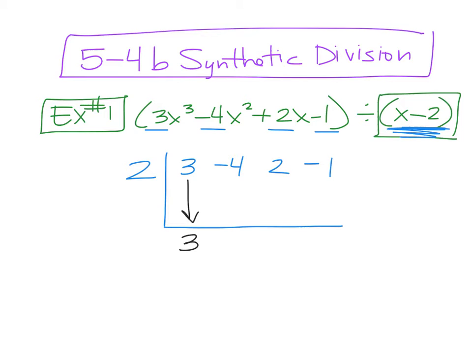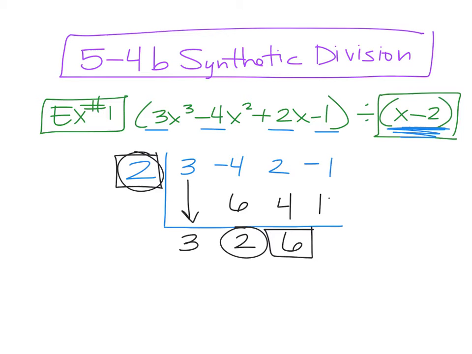And now it's just multiplication. We're going to do 2 times 3 is 6, and that's going to go under my negative 4. Now, like we said, everything is opposite. So before we subtracted, we're going to add them. Negative 4 plus 6 is what? 2. Now we're going to go 2 times 2 is 4. And are we adding or subtracting them? Add them. 2 plus 4 is 6. Now we're going to go 2 times 6 is 12. And are we adding or subtracting? We're adding.